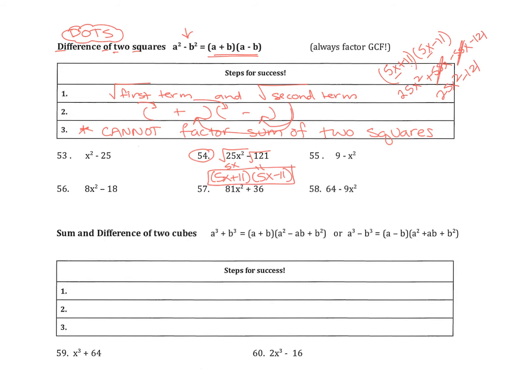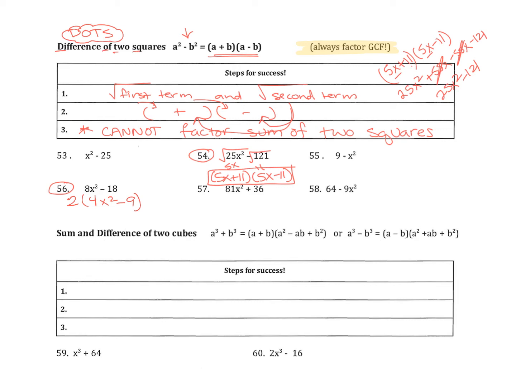So let's take a look at 56. At first, 56 does not look like DOTS. It does not look like the difference of two squares. But remember, we always, let me grab my yellow highlighter and go back to the top, we always have to look for that GCF. If I factor out my GCF, usually my numbers get easier. And when I do that here, the GCF is 2, and I would have 4x squared minus 9. Once I do that, I can see my difference of two squares inside my problem.